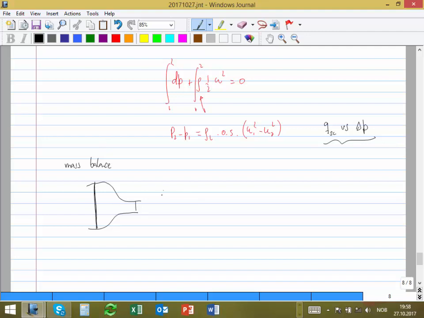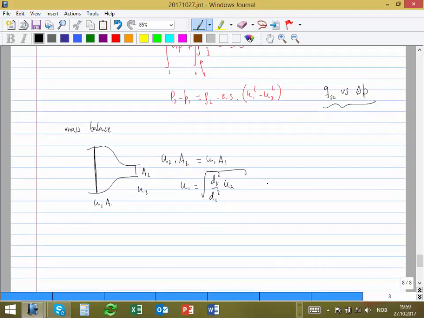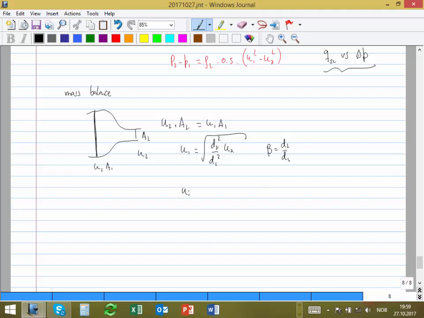So we have this thing here, and we say that U2 times area 2 should be equal to U1 times area 1. And that means that U1 is equal to the square root of, if we make it in terms of the diameter, d2 squared over d1 squared, U2. And I define this as the beta factor. Beta is d2 over d1. And at the end, I end up with U1 equal to beta squared times U2.